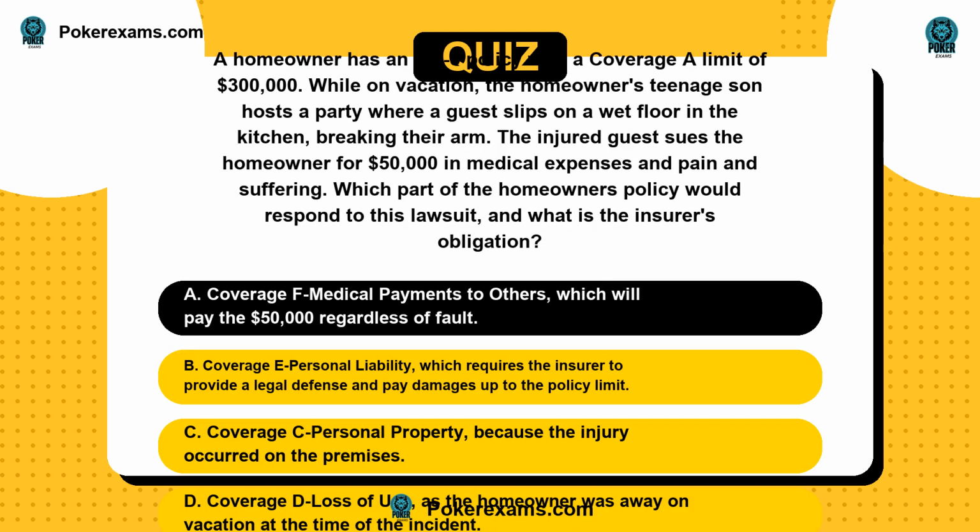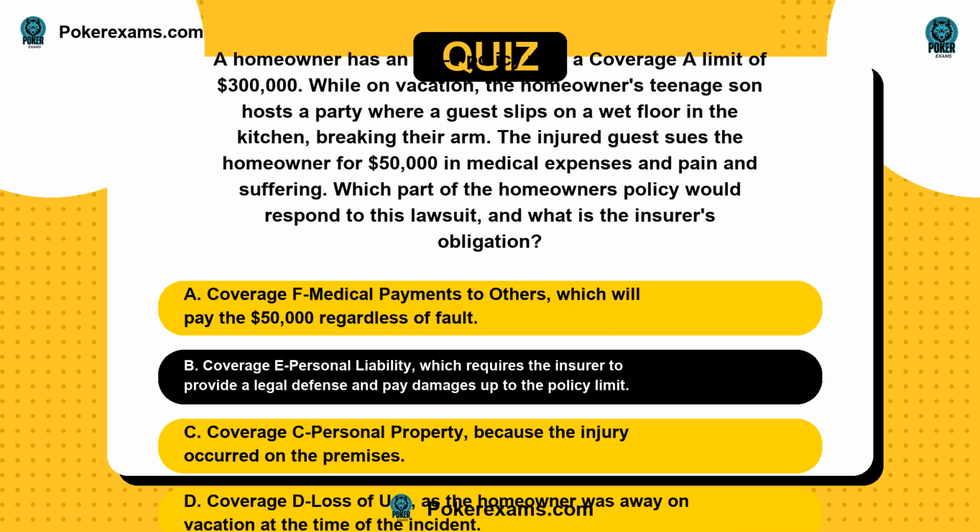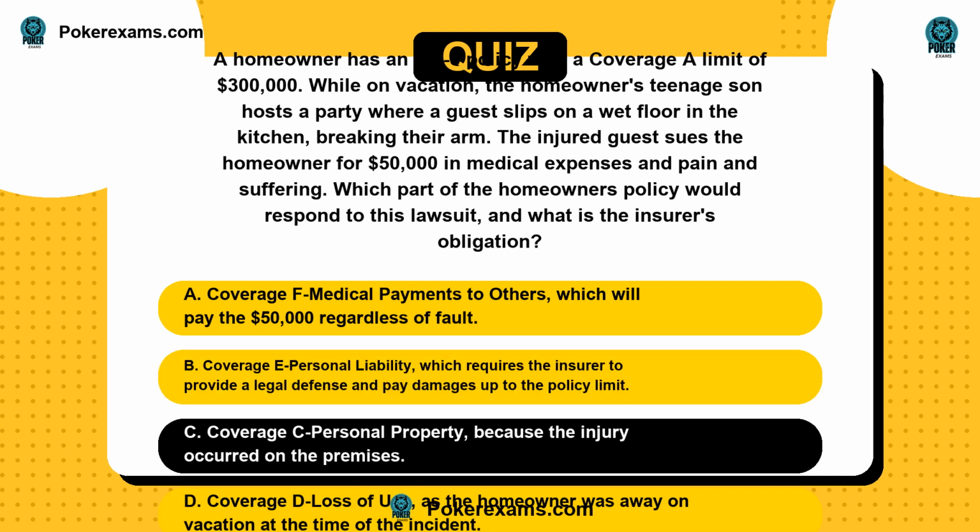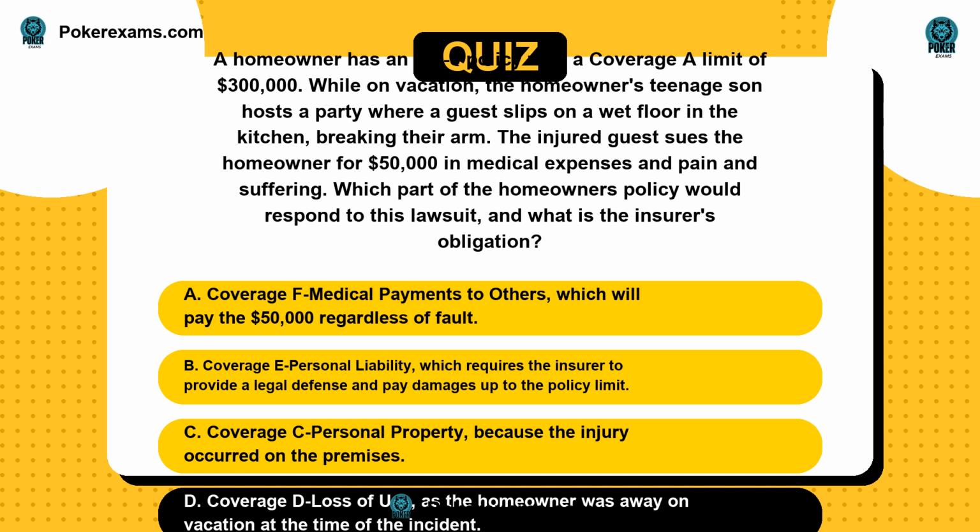Is it A, coverage F, medical payments to others, which will pay the $50,000 regardless of fault? Or B, coverage E, personal liability, which requires the insurer to provide a legal defense and pay damages up to the policy limit? C, coverage C, personal property, because the injury occurred on the premises? Or D, coverage D, loss of use, as the homeowner was away on vacation at the time of the incident?